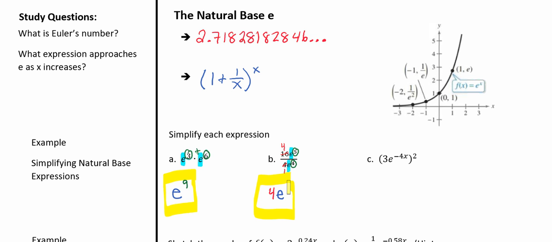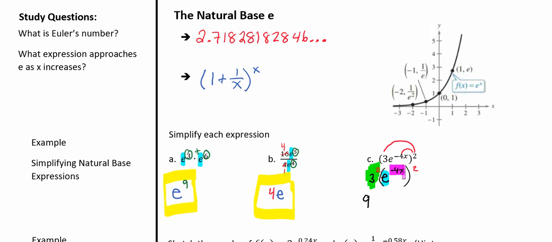For letter C, we have the quantity 3e raised to the negative 4x, all squared. And so here, we need to take that squared and distribute it to each piece. So that's going to look like 3 squared, and then e to the negative 4x, and that's going to be raised to that second power. If we take a look at this first part, 3 squared gives us a 9.